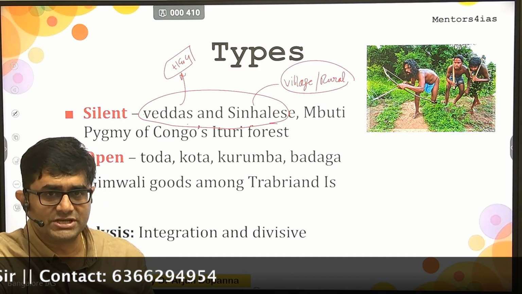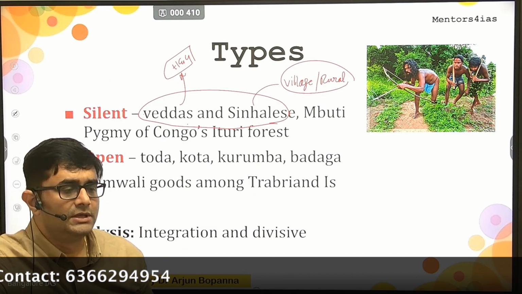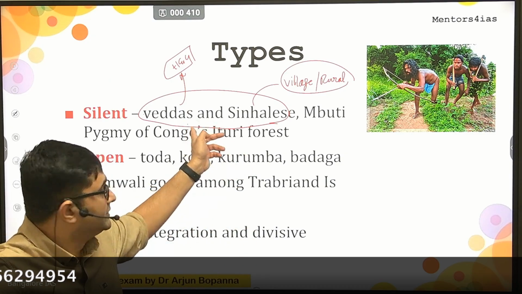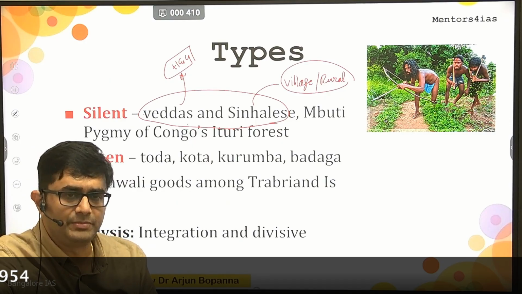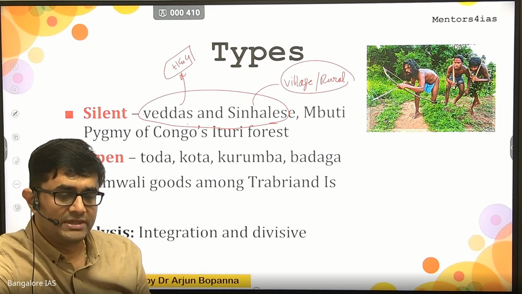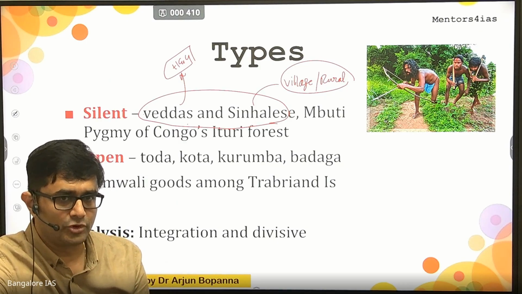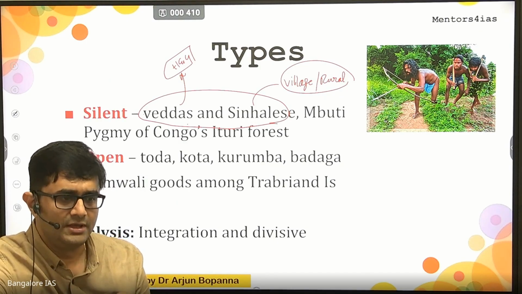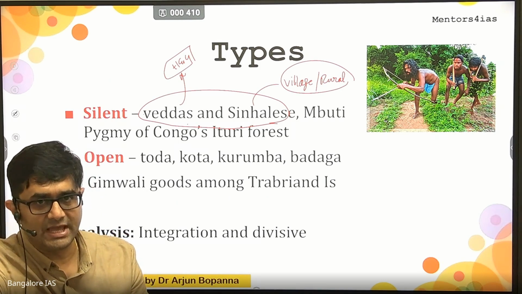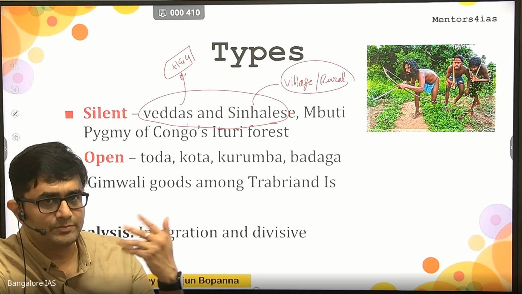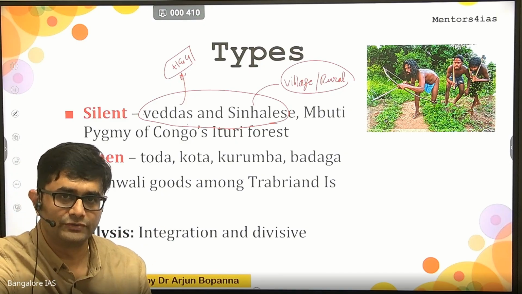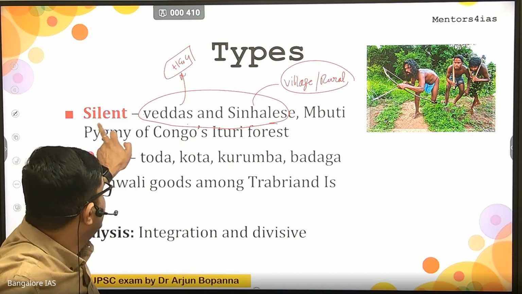So how does the exchange happen? In the night, the Vedas come, they are very shy. They don't talk to the mainstream people. So when everybody is sleeping at night, these Vedas come and keep their produce, whatever they have hunted and gathered, in the village center. Then the people the next day will take it and keep something in return. The next night, again, the Vedas will come, take it and go. So this is called silent barter.